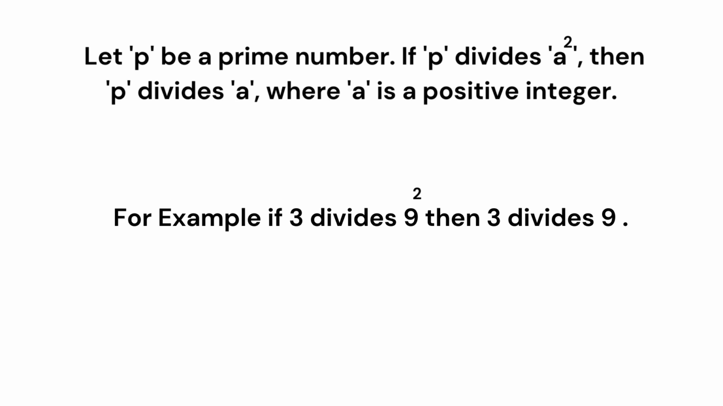So let p be a prime number. For example, if we take 3 here, and if p divides a square, like if 3 divides 9 square, then 3 divides 9. So the theorem is, if p is a prime number and if p divides a square, then p divides a also.